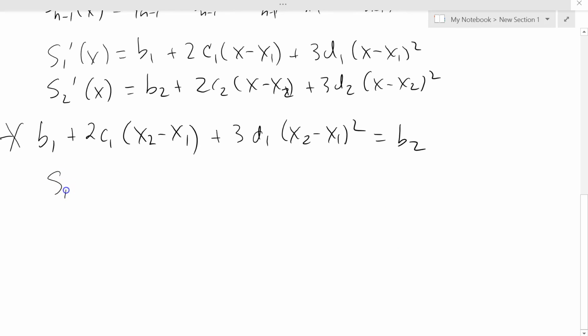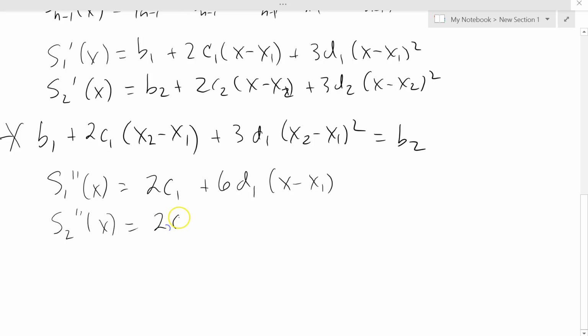So if I do S1 double prime, the b1 will go away. We're just left with 2c1, right? And then plus 6d1 times x minus x1. And it's going to look similar for the next one. So far, so good?